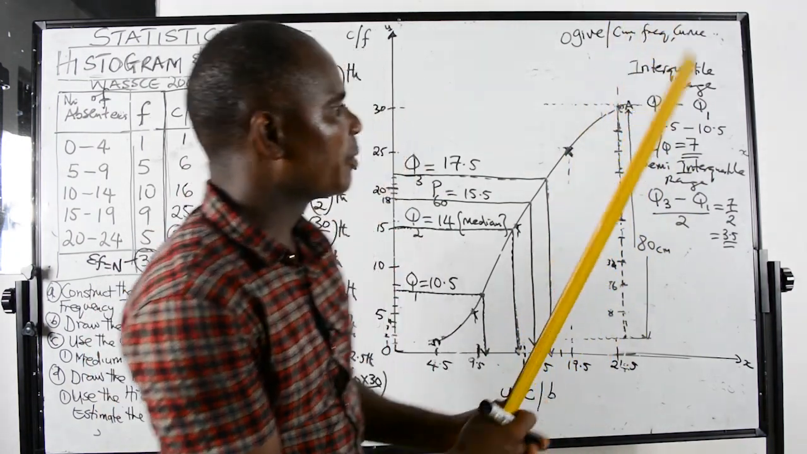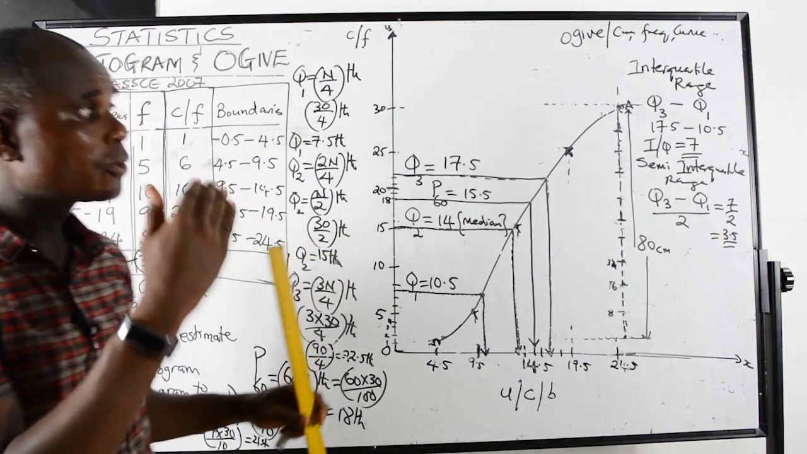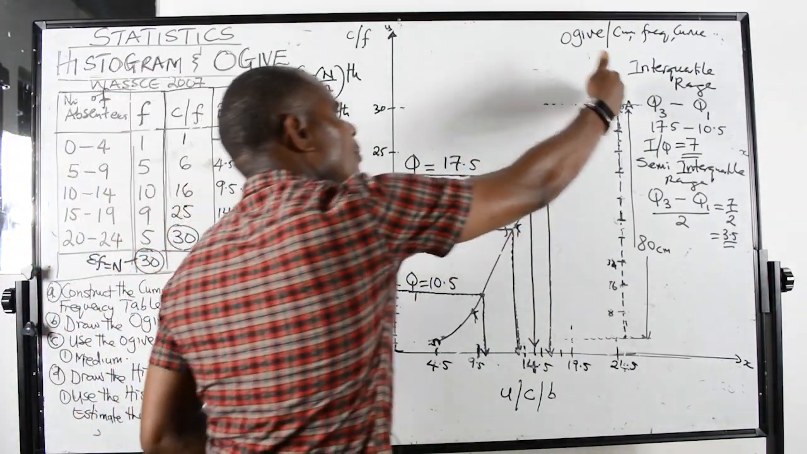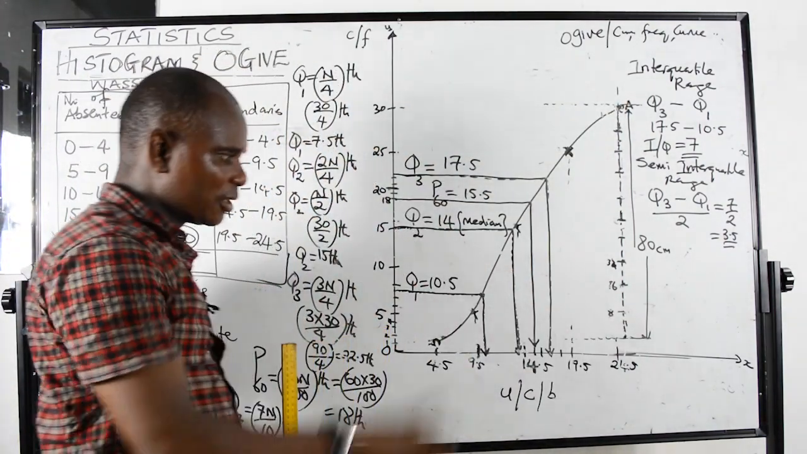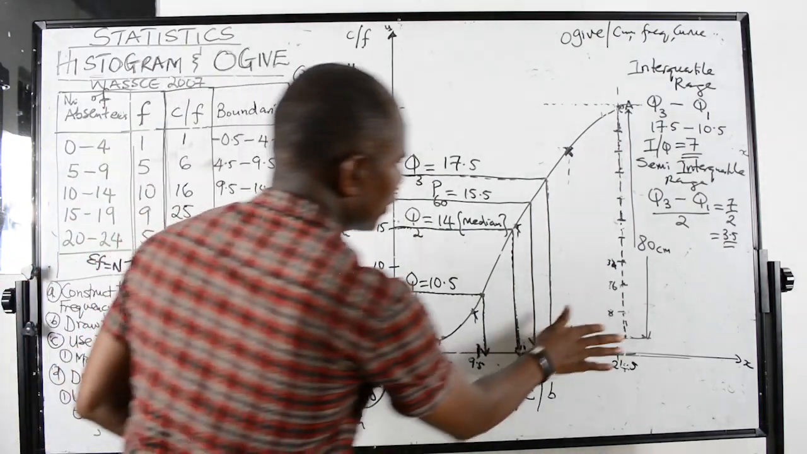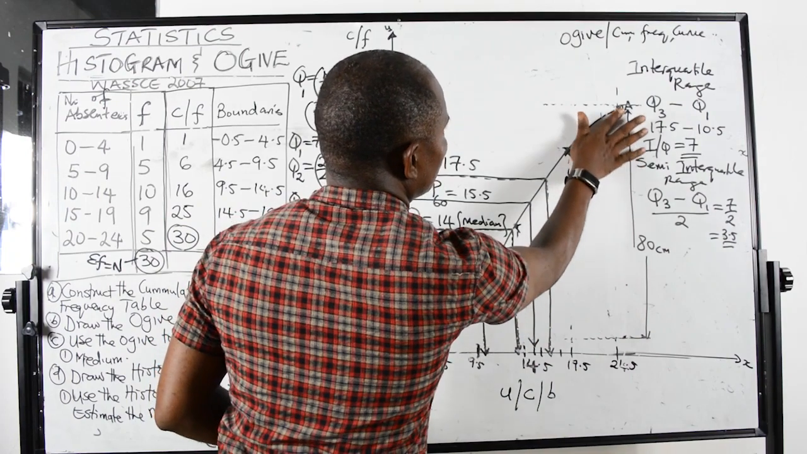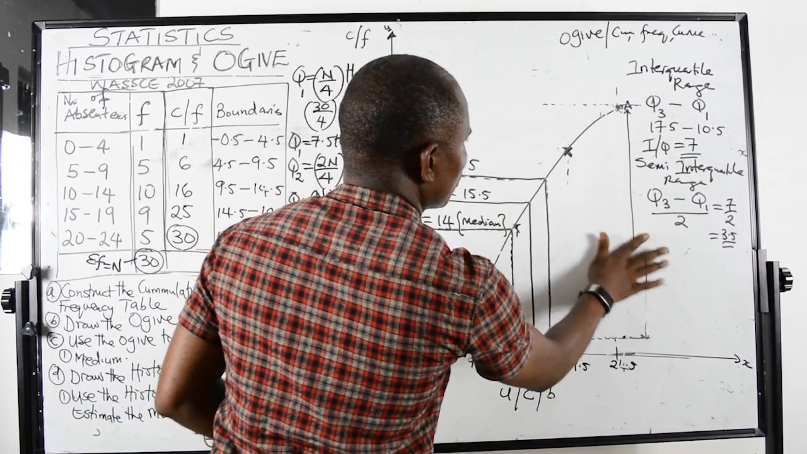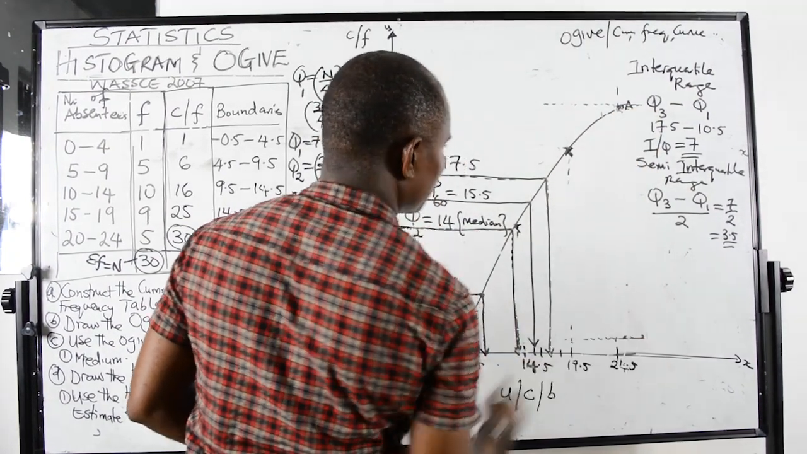Now, it's not a popular one, but just note that there is also something called the percentile axis, which can be drawn from the ogive there. And that is the procedure to get the percentile axis. So I can just remove it so that you can now see the ogive proper. This is the ogive proper. So this is the ogive.